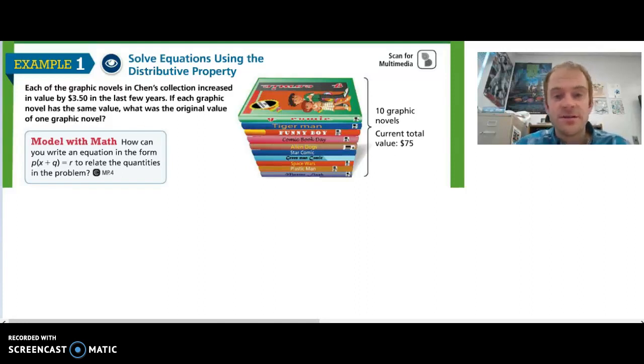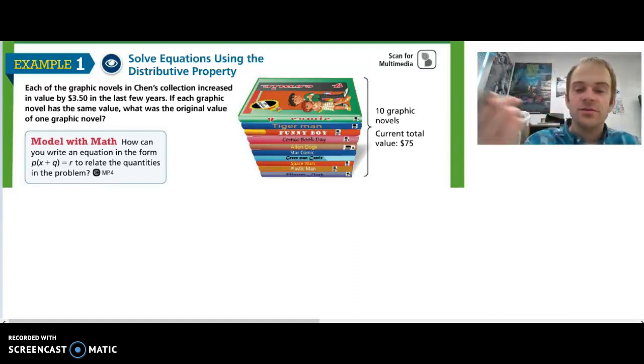So here, this is taken directly from your textbook or your workbook. Example 1, we've got a case of graphic novels in Chen's collection, and they've all increased in value by $3.50 in the last few years. And we're told that each graphic novel has the same value. So that means they also had the same value at the start. And what we're trying to find out is the original value of one graphic novel.